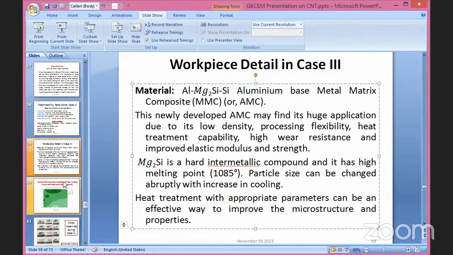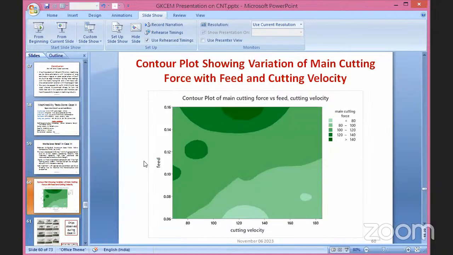And now I am showing one typical result. Here is the feed value and here is the cutting velocity value. How feed and cutting velocity influence the main cutting force is plotted here. This plot corresponds to the main cutting force, or Pz component, the tangential cutting force component. You can see the color table here. The light green color corresponds to less than 80 Newton force, but very dark green corresponds to more than 140 Newton force.